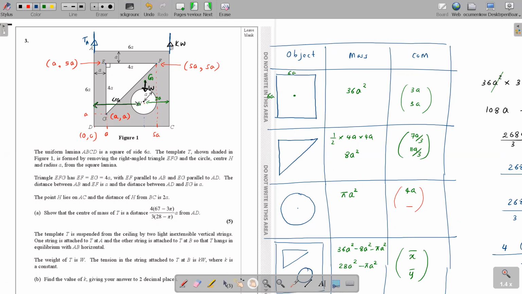Moments are really important. If you take moments around a certain point, and there is a force on that point, that force doesn't give a moment. So here, the best place to take moments would be at A. Why? If you take moments at A, the tension at A cancels out; we don't even need it. So it's really advantageous to take moments around A.